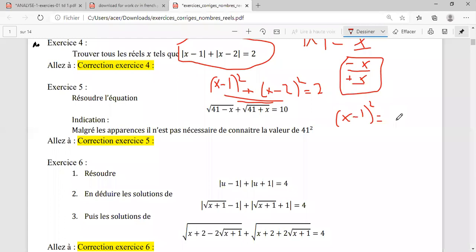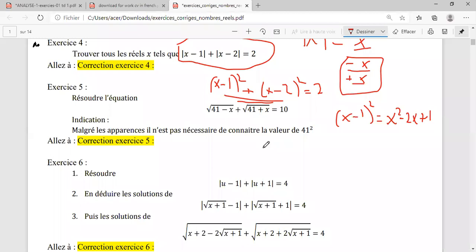x squared plus... x squared minus 1? Is it x squared minus 1? How about x squared minus 2x plus 1? Okay. No. x squared minus 2x plus 1. Okay, très bien.